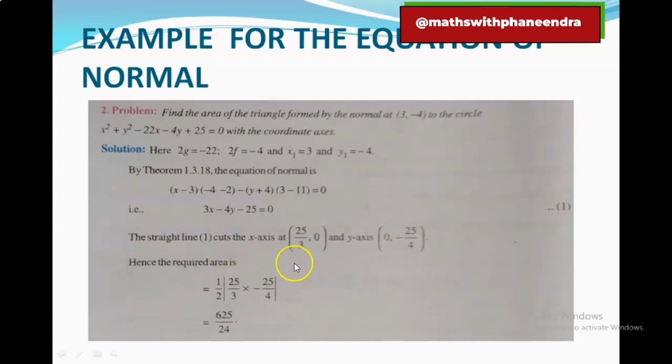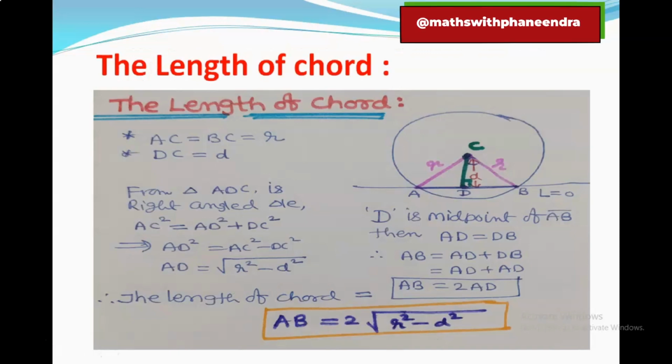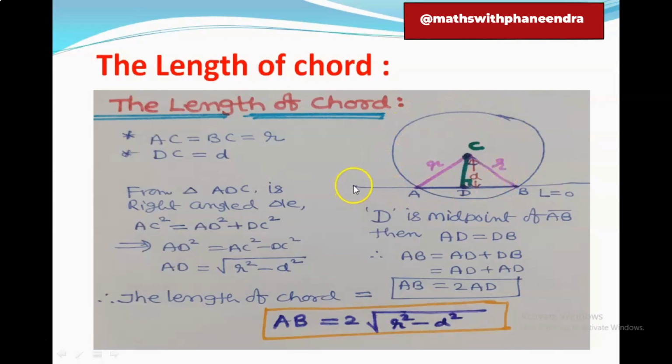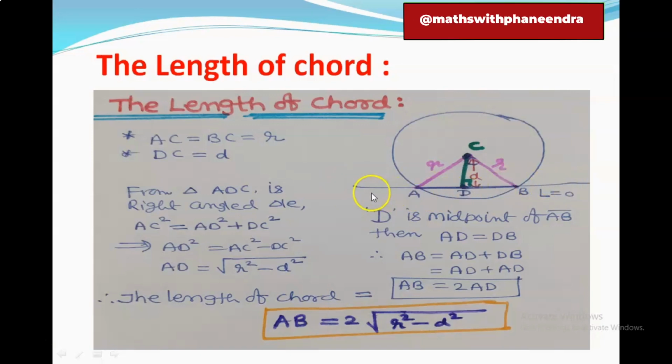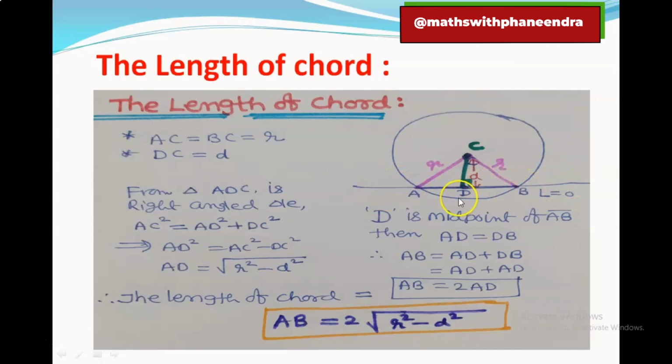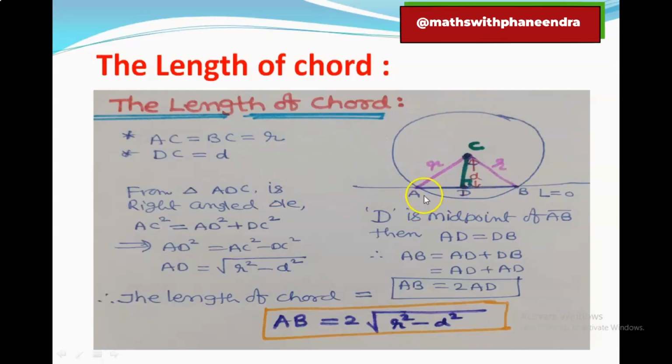Move to the next question. The length of a chord: this concept is very important for 4 marks. Consider a circle S = 0 and the line L = 0. We observe that the line cuts the circle at two distinct points A and B. L = 0 is a chord. Whenever the line cuts the circle at two distinct points, this length AB is called the length of the chord. So we are going to calculate the formula for the length of the chord.